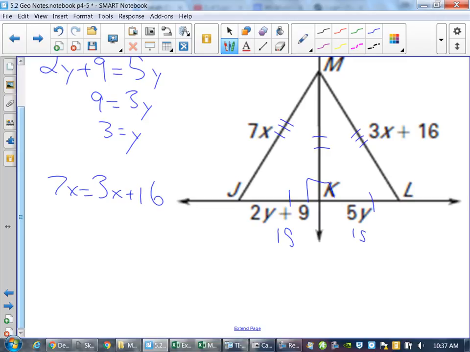Subtract 3x. You get x equals 4. Last time I checked, 7 times 4 was 28. 3 times 4 is 12 and 16 is 28. So we did not goof. All right.